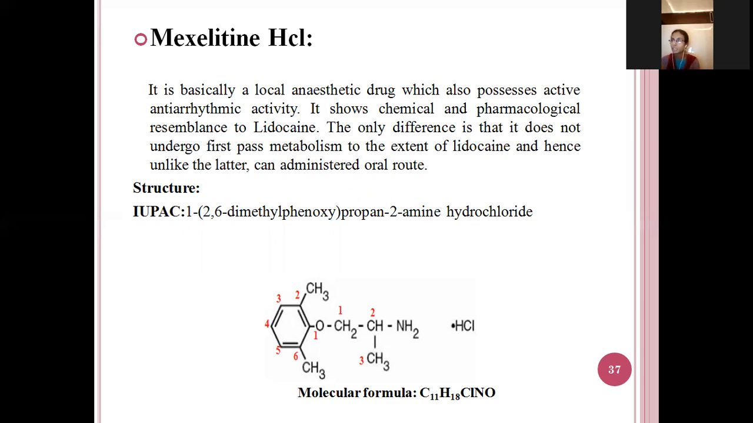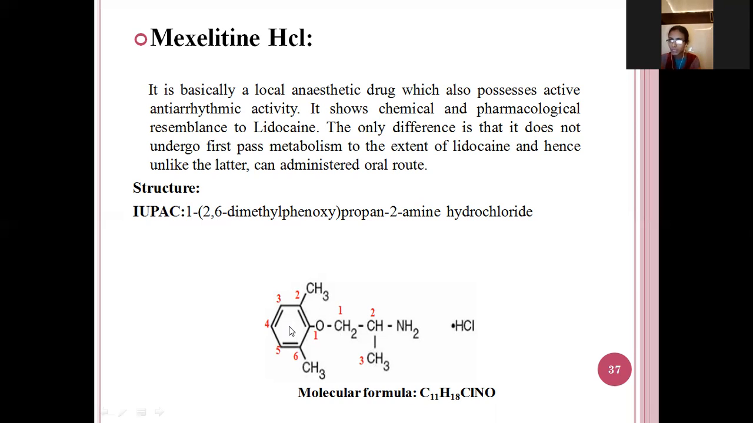The only difference is that this drug does not undergo first pass metabolism, and hence it can be administered by the oral route. Lidocaine is given by the intravenous route, whereas mexiletine we can take through the oral route. This is the structure, and this is the IUPAC name: 1,2,6 dimethyl phenoxypropane 2-amine hydrochloride.